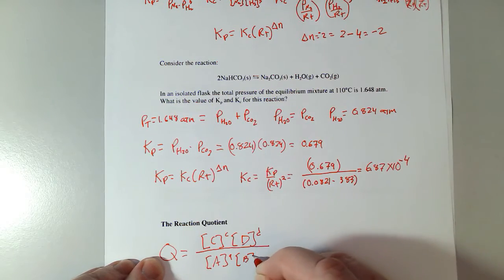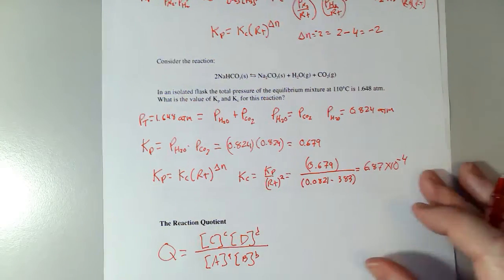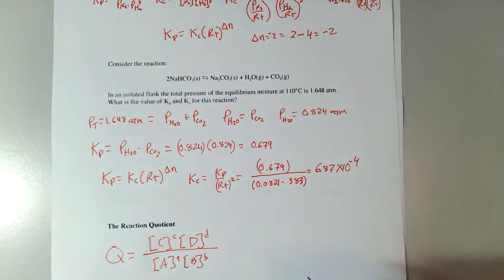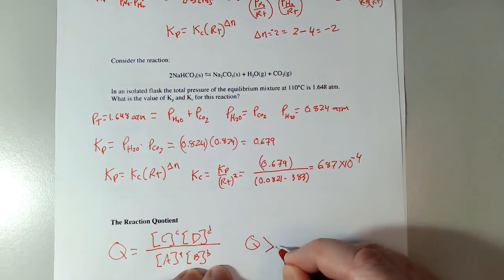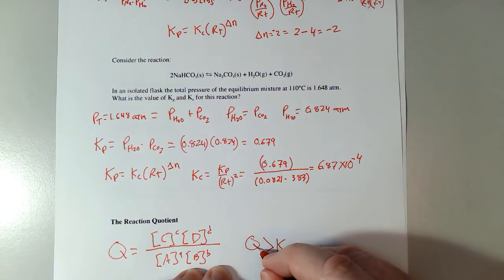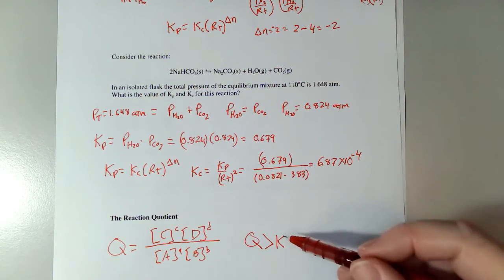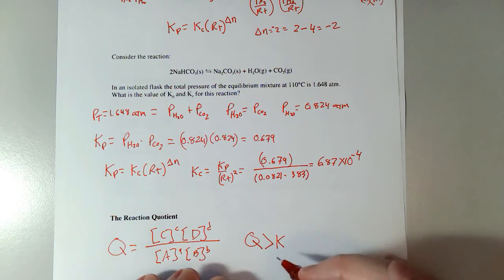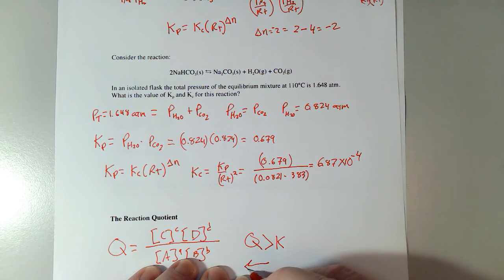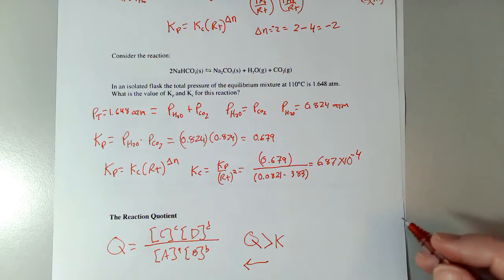Now this is where some teachers would tell you to memorize something, but I'd rather you actually understand how to do it. Why might Q be greater than K? If Q is greater than K, that means we have more product than we do reactant. So in order for us to get back to equilibrium, the reaction would have to shift that direction.